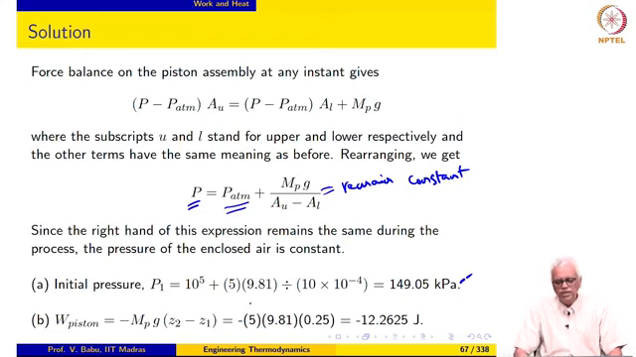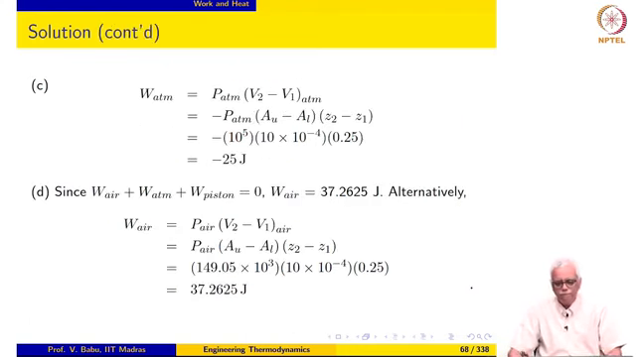And the piston assembly in this example also moves up by 25 centimeters, which means the work interaction is negative for the piston assembly, and it can once again be calculated as mass of the piston times g times change in elevation. So, it comes out to be minus 12.2625 joules.